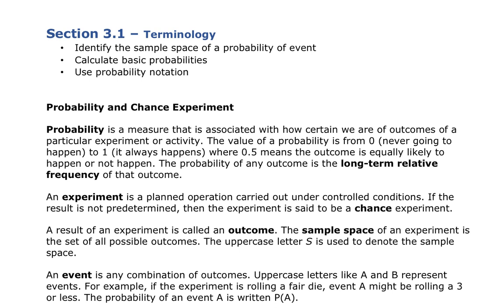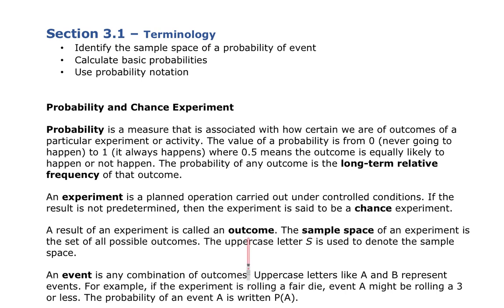And the probability of any outcome is the long-term relative frequency of that outcome. So we're going to be planning experiments with our probabilities, and then we're going to count how often this outcome happens, and that will give us our probability. If the result is not predetermined, then the experiment is said to be a chance experiment, such as flipping a coin. When you flip a coin, you don't know if it's going to be a head or a tail. The chance of a head and the chance of a tail of a fair coin is 50-50, or in other words, 0.5 as a probability. But we don't know what the outcome is prior to flipping the coin.